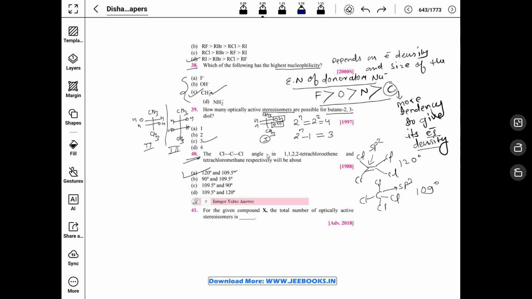So in reaction 40, it is asking about the bond angle. This one is sp2 hybridized and this is sp3. So the bond angle in the sp3 case is around 109 degrees and in the case of sp2 is around 120. Therefore, the correct answer is A.